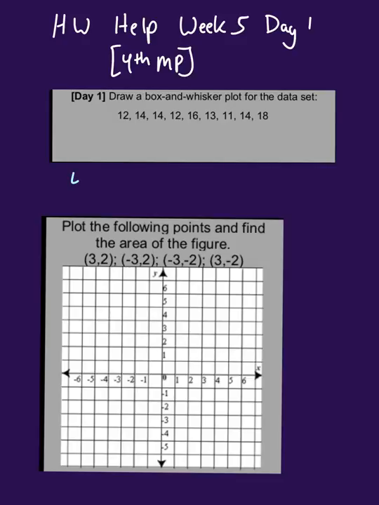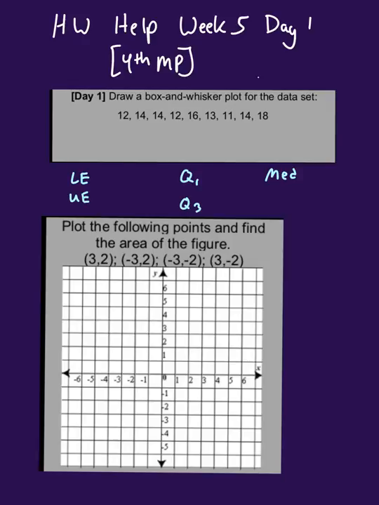You need the lower extreme and the upper extreme. You need Q1 and Q3, and you need your median. And in order to find those, we need to put these numbers in least to greatest order. So let me make the pen a little bit thinner, and I'm going to write those numbers above it.